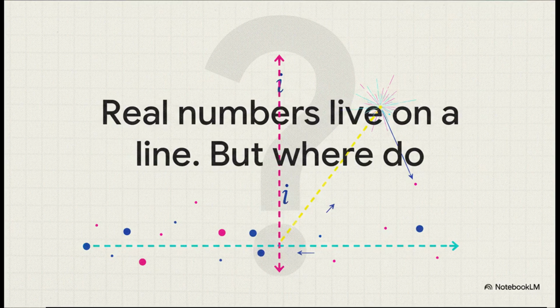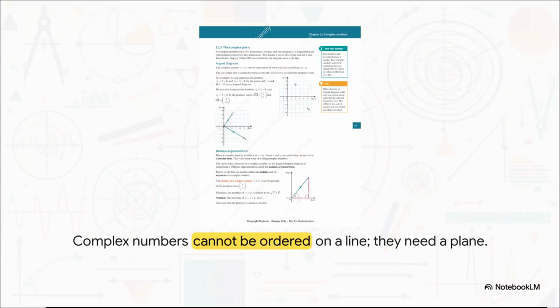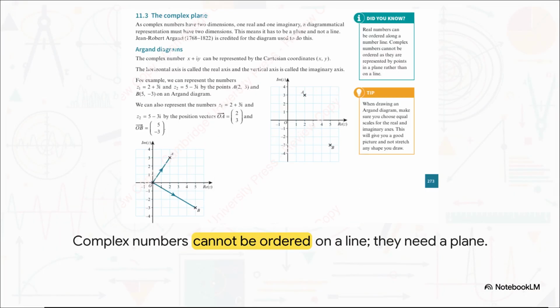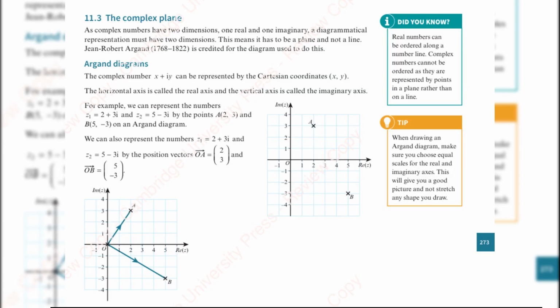So, what's the solution? Well, here's the brilliant answer. We just add another dimension. It turns out complex numbers can't be ordered on a line like real numbers can. They need a plane, a flat, two-dimensional surface where one axis, the horizontal one, handles the real part, and the other, the vertical one, handles the imaginary part.